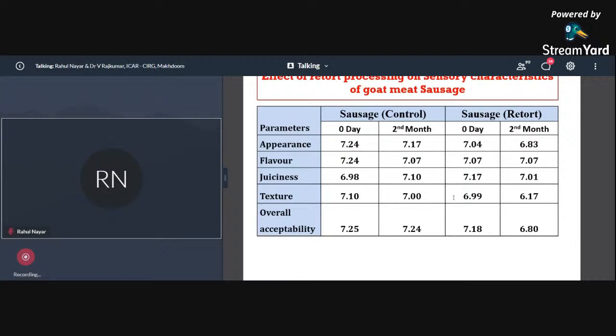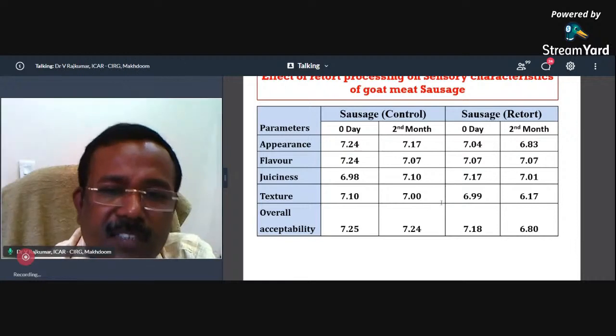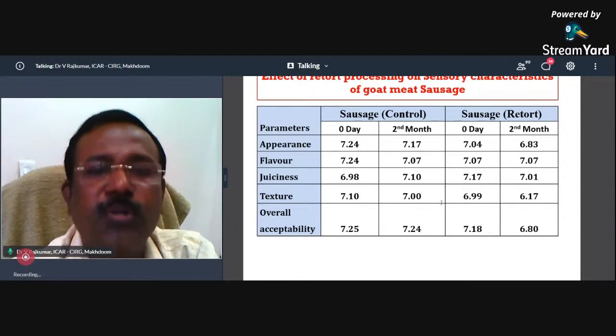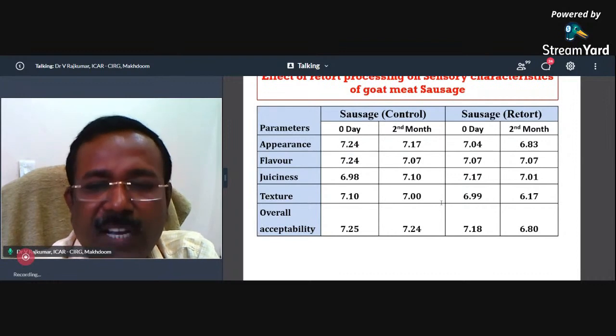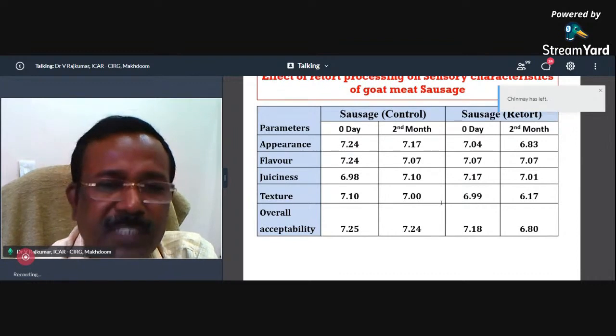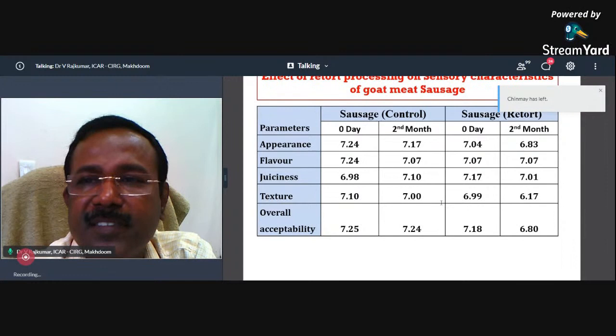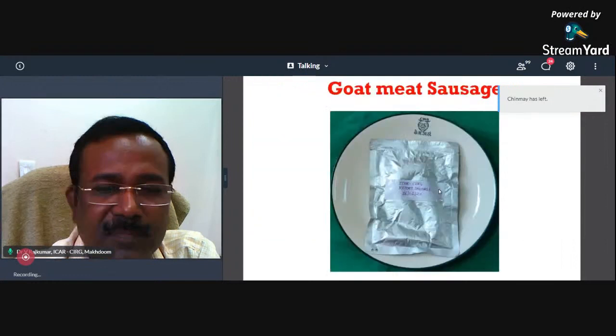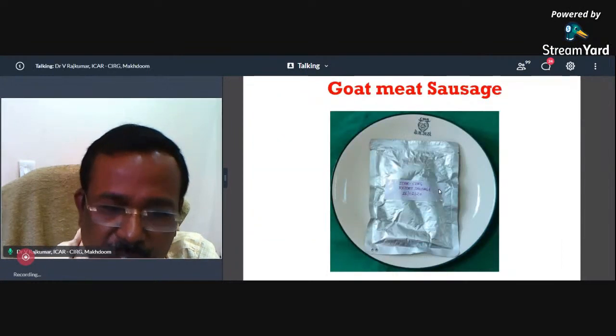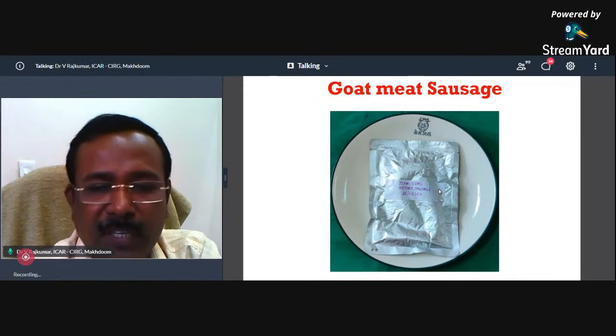I am going fast with this. These are some of the sensory characteristics. Oh, sure. Next, please. So we have a few slides more. Next slide. Next one. These are the sausage products which we have prepared without post processing. Next.